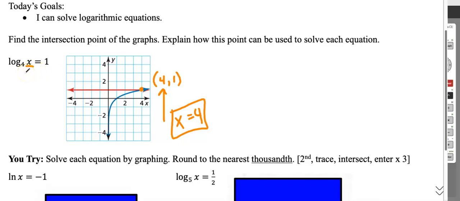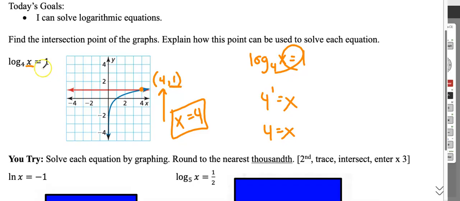Now, how that makes sense: if I write this problem over here, we have log base 4 of x equals 1. If you turn that into an exponential, it would be 4 to the 1 equals x, which we know 4 to the 1 is 4, so x equals 4. So that is how you can solve it by hand. Or if you want to only do it in the calculator, you're going to look for the intersection, and we only care about the x value. That will be your solution. This 1 comes from whatever was on the right side of the equal sign.